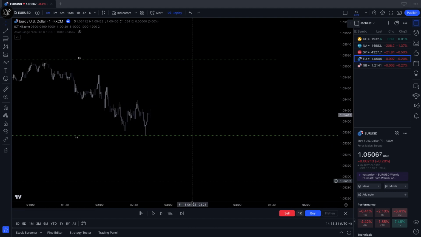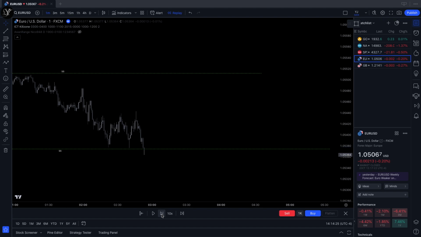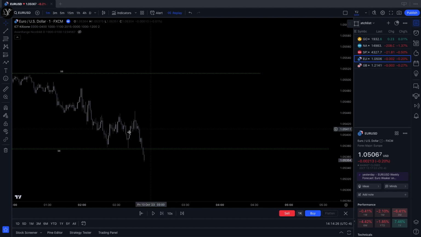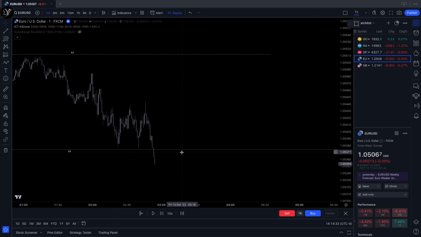to get taken out. So we're going to skip a little bit right here. As you can see, price has just taken out sell side liquidity. And an important thing to note is if sell side gets taken out, we're going to want to look for buys after a market structure shift. And if buy side gets taken out, we're going to want to look for a market structure shift to the downside along with a sell trade setup.